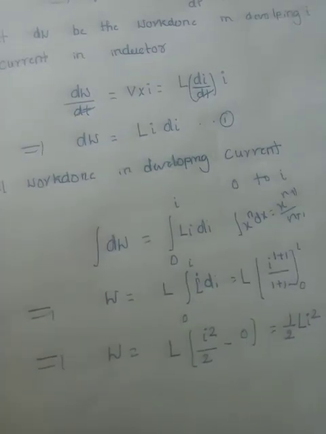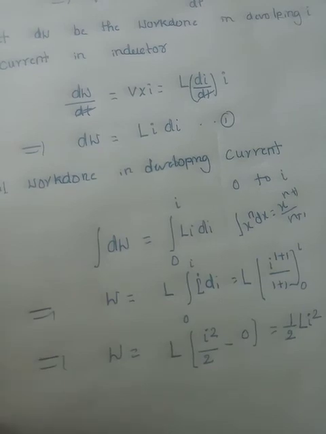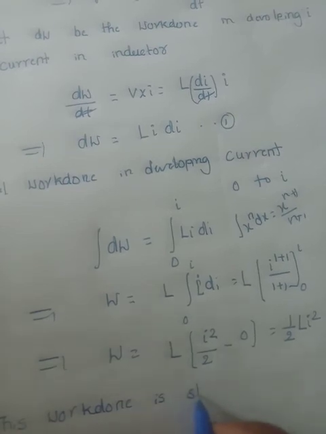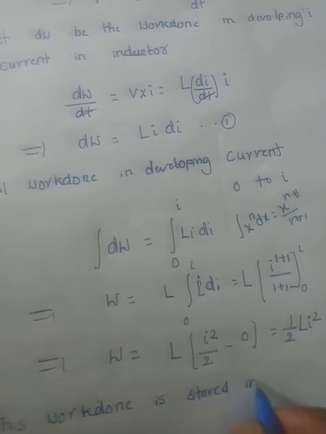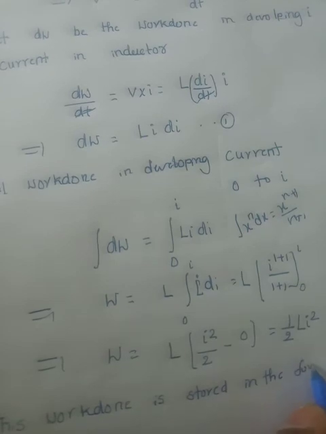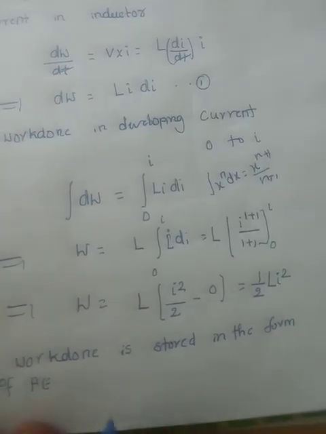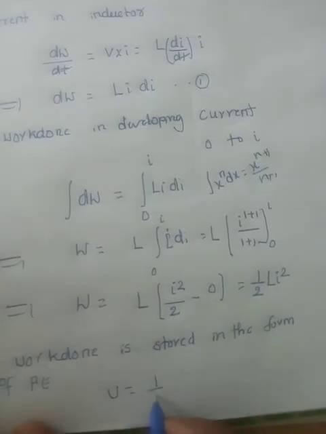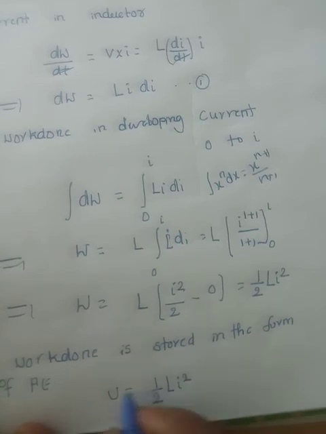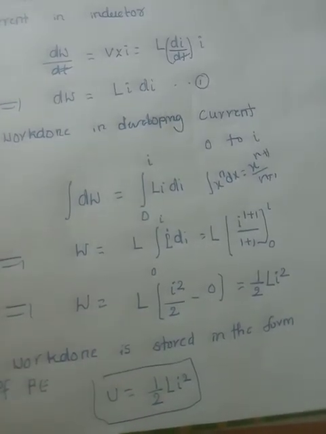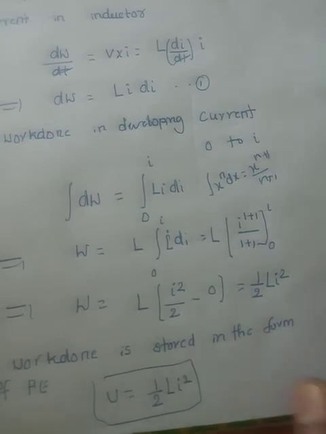Now this work done is stored in the form of what? Potential energy. Whatever work is done against the system is stored in the form of potential energy, which is equal to half L I square. So it is very similar to the potential energy stored in a capacitor, right? What is that? Half C V square.